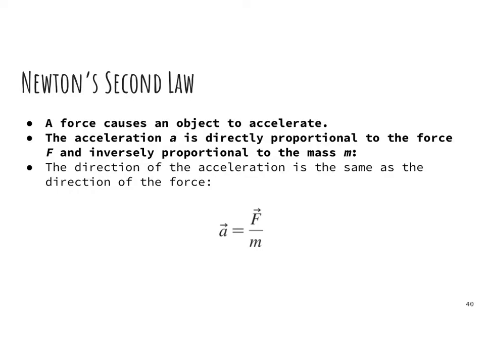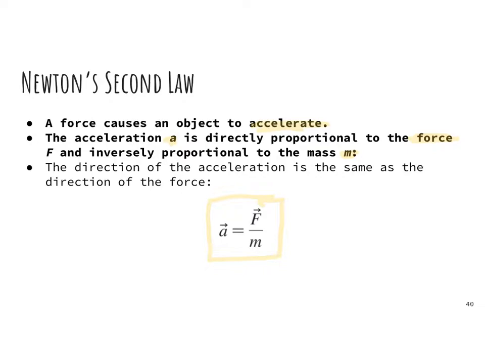So Newton's second law: from our little experiment, we saw that a force causes an object to accelerate. So force causes acceleration, and the acceleration is directly proportional to the force, meaning that if I increase the force, I get more acceleration. But it's inversely proportional to the mass. More mass, less acceleration. And if we relate all these together, we actually get a very simple equation: acceleration is the force divided by the mass of an object.